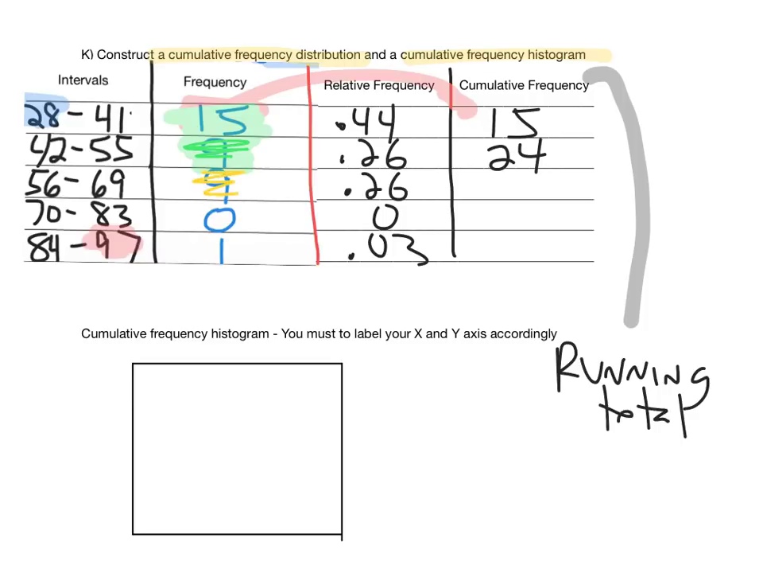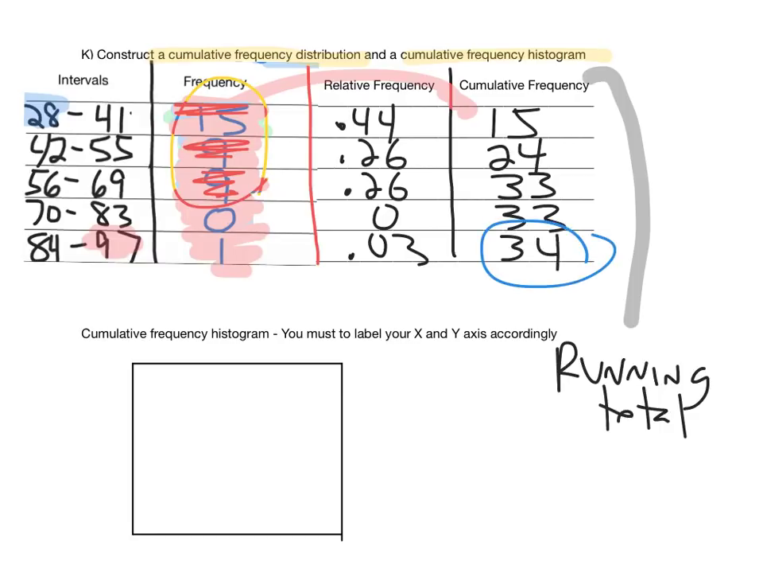The third interval, its running total is 15 plus 9 plus 9, or 33. The fourth interval, its running total is 15 plus 9 plus 9 plus 0, or also 33. And then the last interval, its running total, 15 plus 9 plus 9 plus 0 plus 1, that's going to give us 34. And that's significant because that's the total number of data. You know if you set this problem up correctly if the sum of the frequency column and the last value in the cumulative column are the total number of data that were given to you.